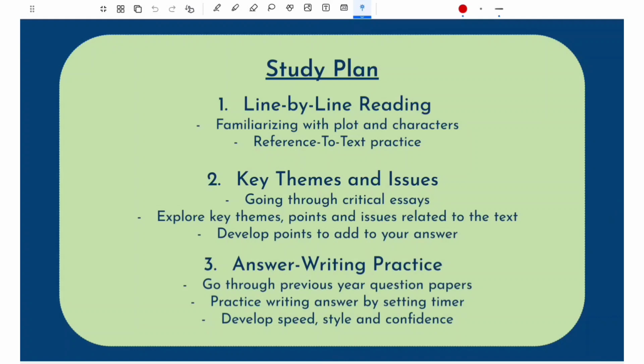So you guys should always look up previous year question papers on the internet to see what kind of questions are getting asked. This gives you an idea of what kind of questions you can expect from your exam, and then you should also practice writing the answers to these questions by setting a timer. This will help you develop speed and style in your writing. It will also give you confidence in writing more smoothly in your real exam.